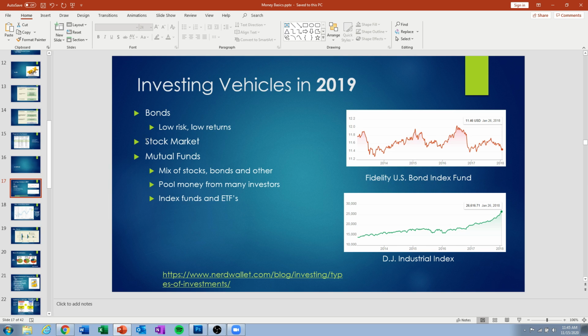Then there's the stock market, which is probably the most common one that people think about, and I think it's a good one. So here's the Dow Jones Industrial Index from, it looks like, about 2010 to 2018, and you can see at the start it's worth about 14,000, and at the end, January 26, 2018, it was $26,600, and it's pretty steady. That's an index fund, though. That's not the stock market.